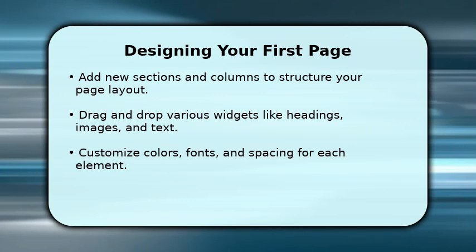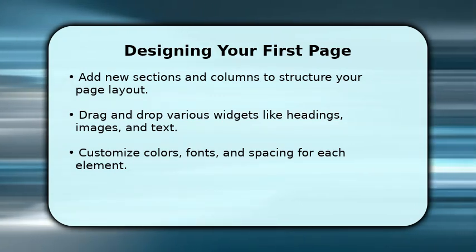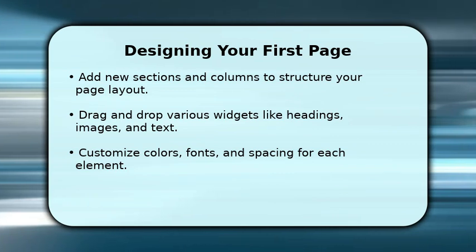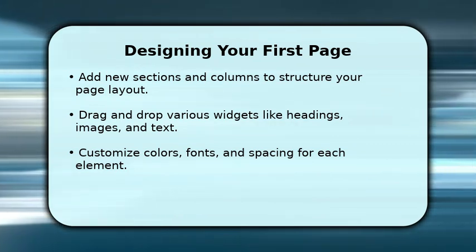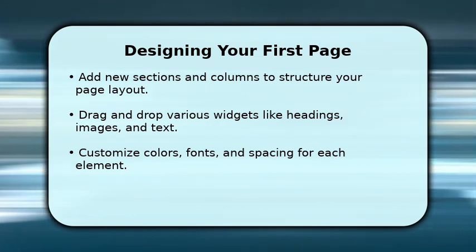Now, let's build. Click the plus icon to add a new section, then choose your column structure. From the left panel, simply drag and drop widgets like headings, images, or text blocks into your columns. Click on any element to open its settings, allowing you to easily adjust colors, fonts, and spacing to match your brand's aesthetic. It's incredibly intuitive.